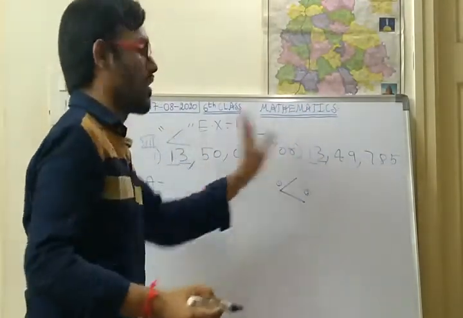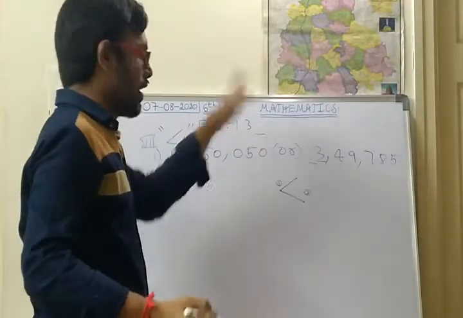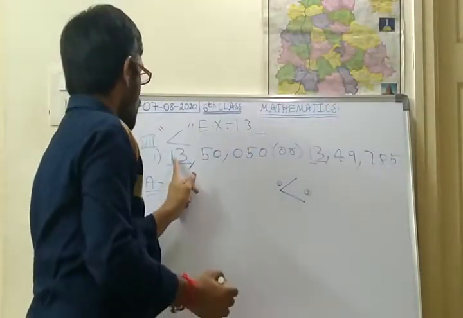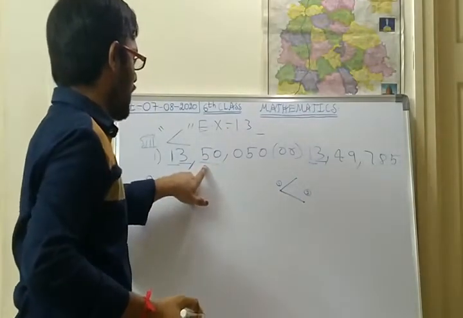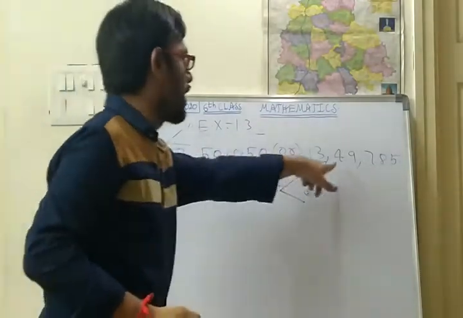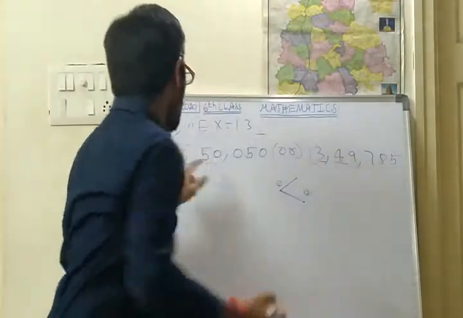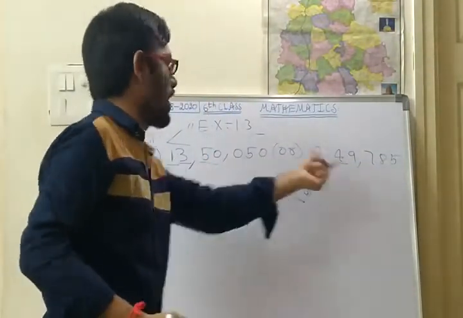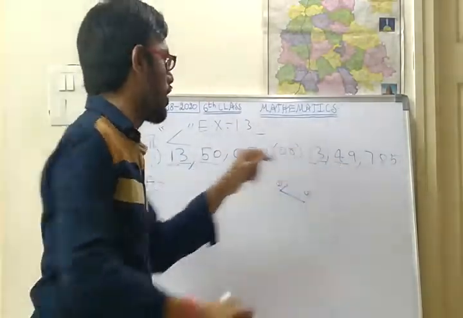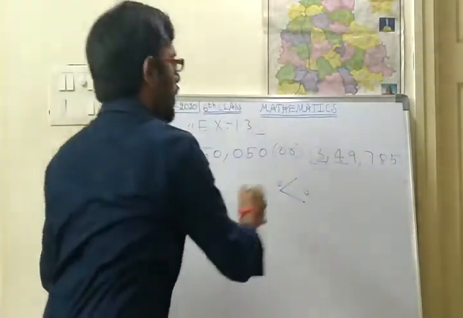Same digits are there, so skip to the next digit. Like this, the next, third digit is 5. Here the third digit is 5, and here the third digit is 4. Which is smaller, 5 or 4? 4 is smaller, so obviously this number will come to this side.